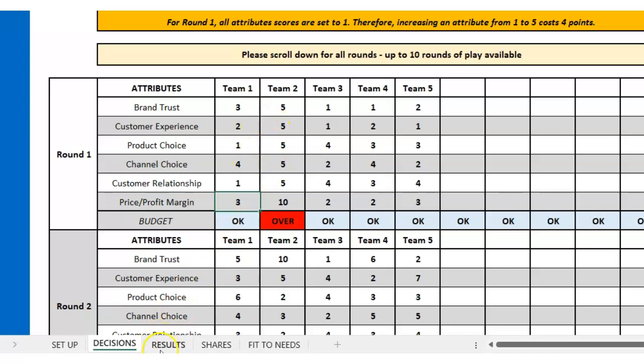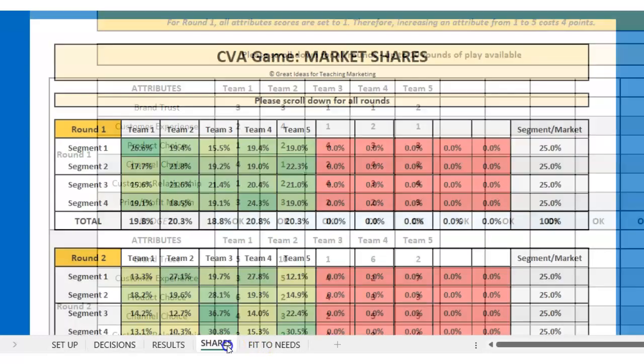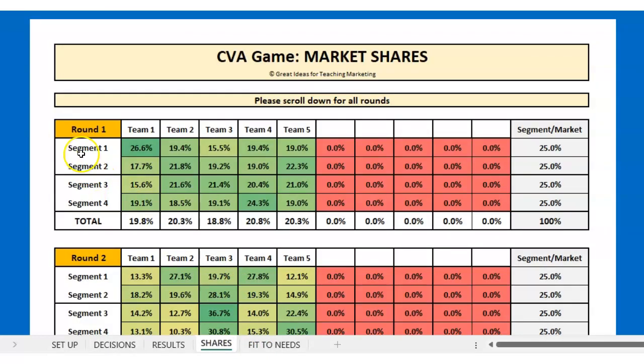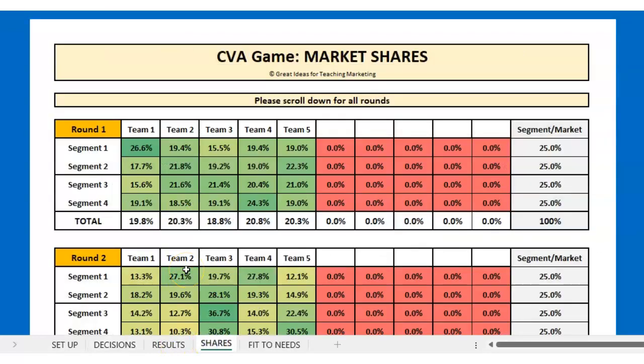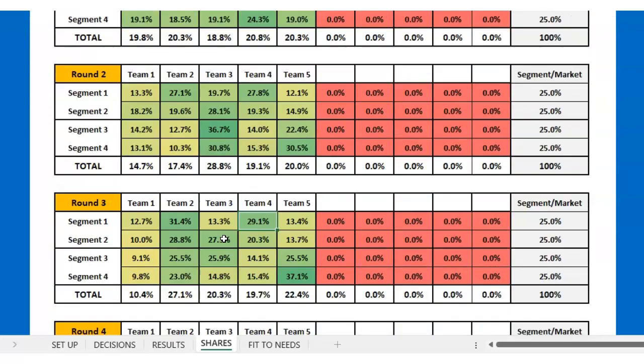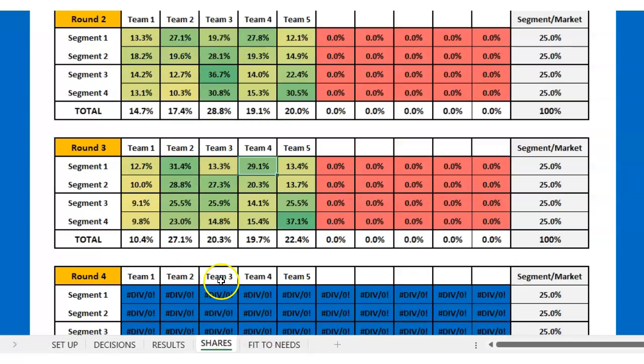I will just quickly reset this. I've just typed in some random numbers to make sure the budget's okay. So here are your results. Shares and fit to needs are the most important things for your students. This tells you there are 4 underlying segments. They all have preferences for the design of the attributes, so they're all seeking something different, a different combination of these 6 attributes. And the students can tell that by looking at the market shares. Again, they go all the way down, and when you don't have data, you get these errors here.